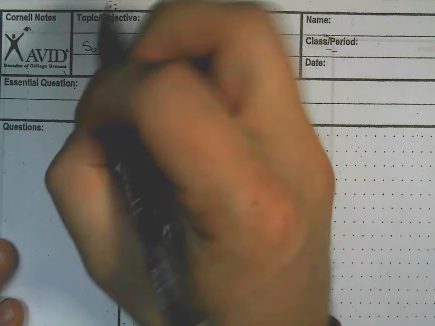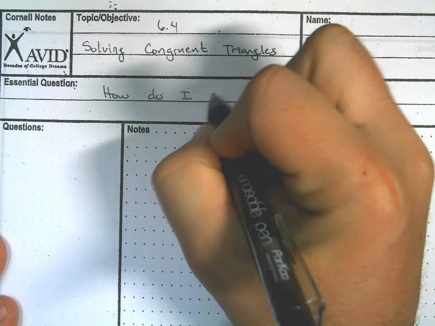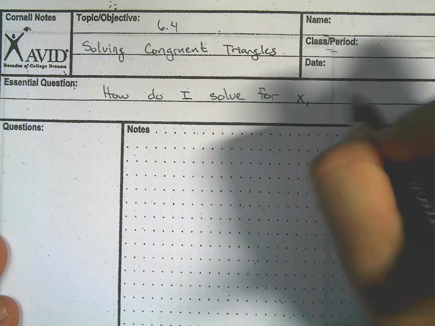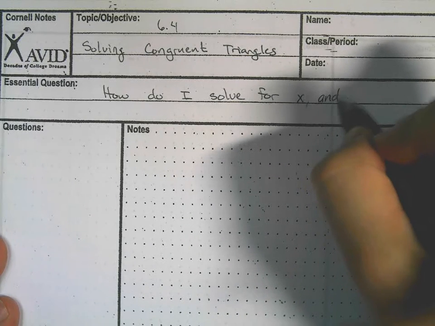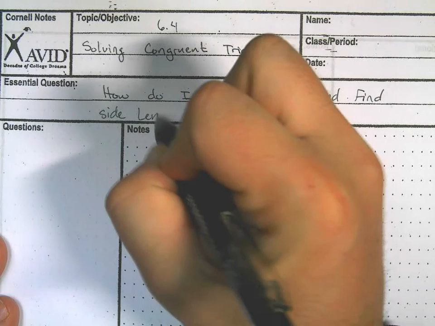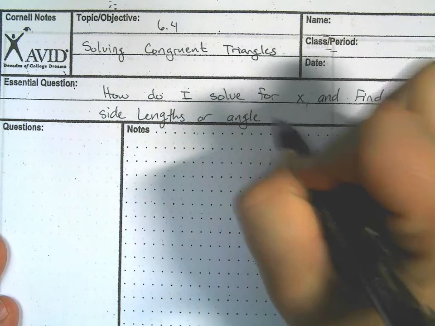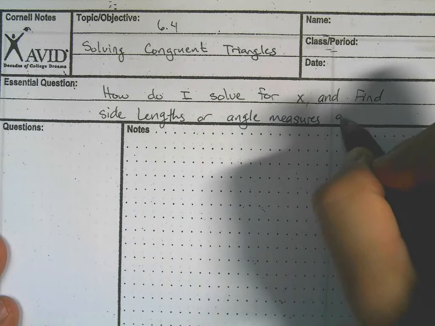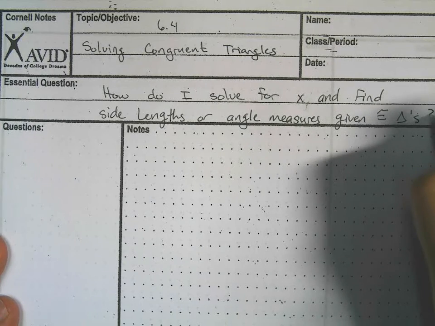And our central question will be, how do I solve for x and find side lengths or angle measures given congruent triangles?